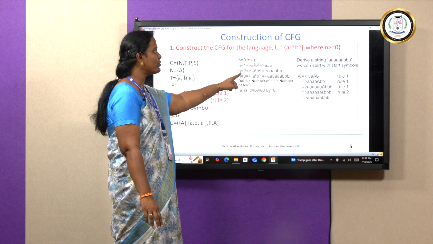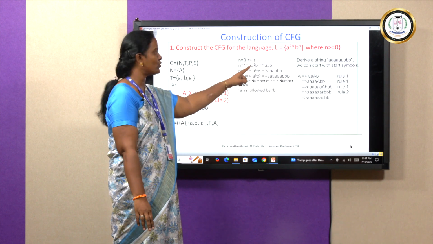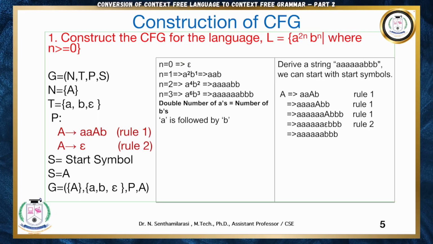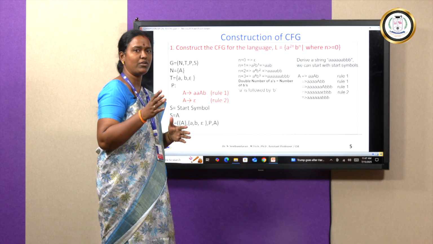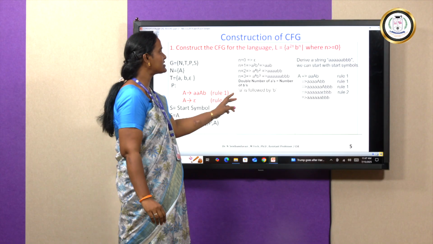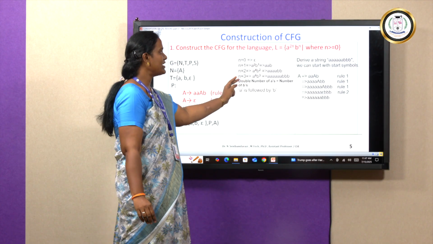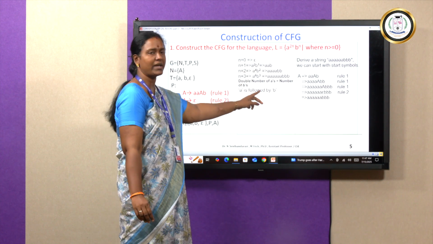For n equal to 2, a power 2 into 2 is a power 4 and b power 2, which is 4 a's and 2 b's. Next, n equal to 3 is a power 2 into 3, which is a power 6, and b power 3, which is 6 a's and 3 b's. Like this we can do for many values of n. So for every b I am getting double the number of a's, and the a's are followed by the b's.